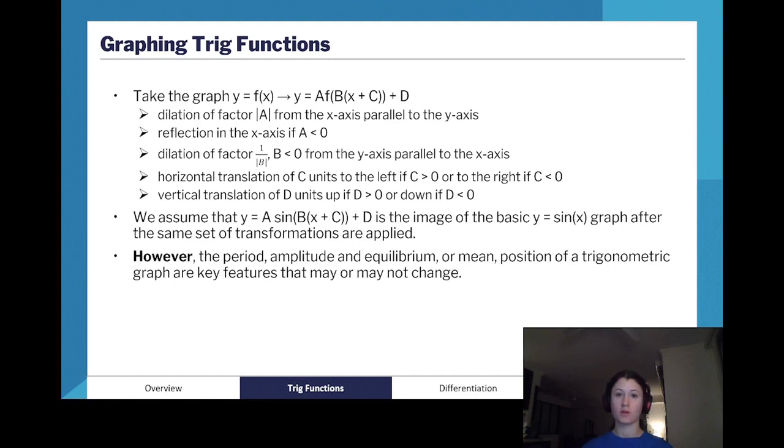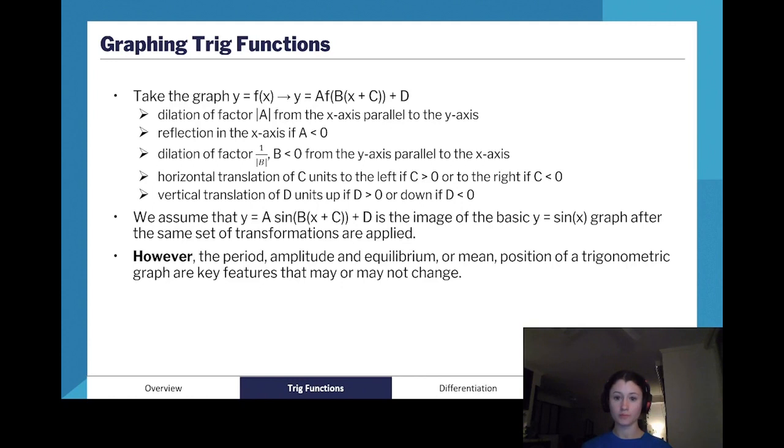However, the period, amplitude, and equilibrium, or the mean as we also call it, position of trigonometric graphs are key features that may or may not change. So, hopefully you're a little bit familiar with what these terms mean. The period is the time taken for one revolution. The amplitude is the distance from the middle of the graph to the top or the bottom. And the equilibrium is the middle.